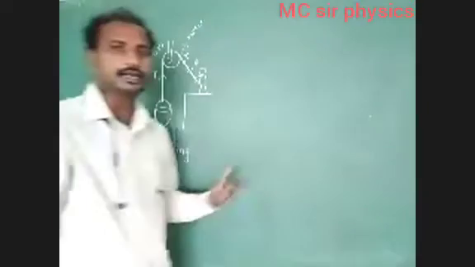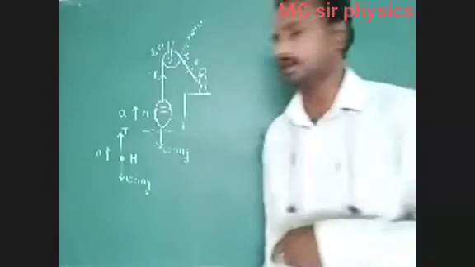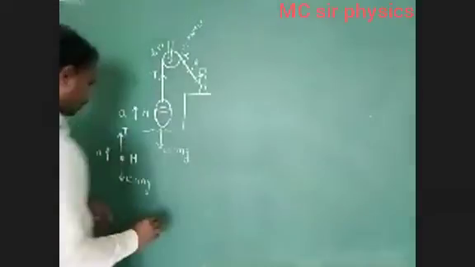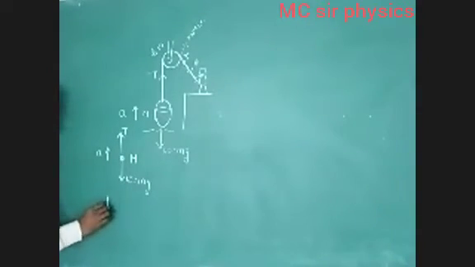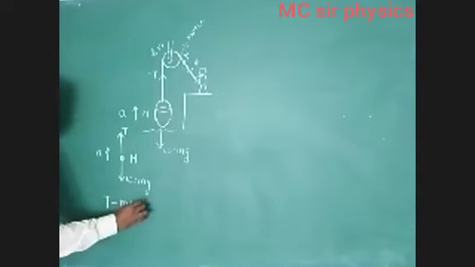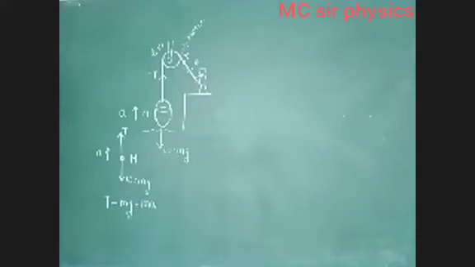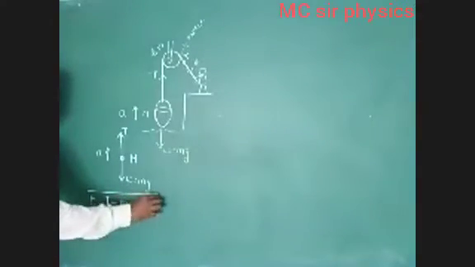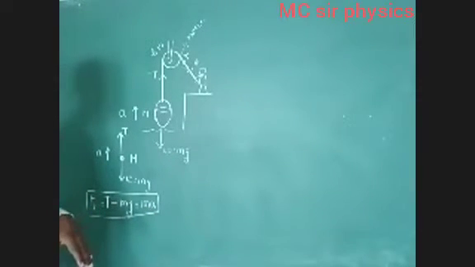Now find out the resultant force. Here the resultant force is tension minus mg, that is equal to mass into acceleration. Here two forces are unbalanced forces. Due to that reason you are getting a resultant force. Resultant force Fr is equal to mass into acceleration. Understood? Do you have any doubt?